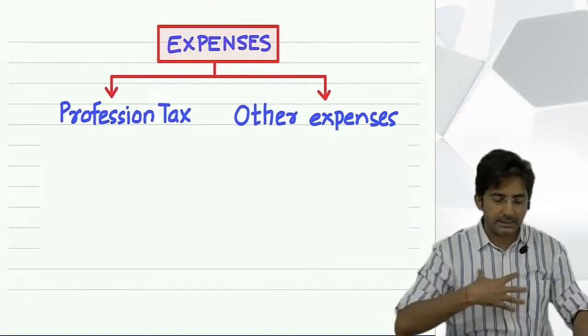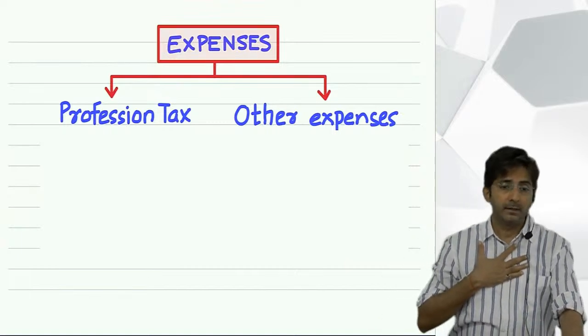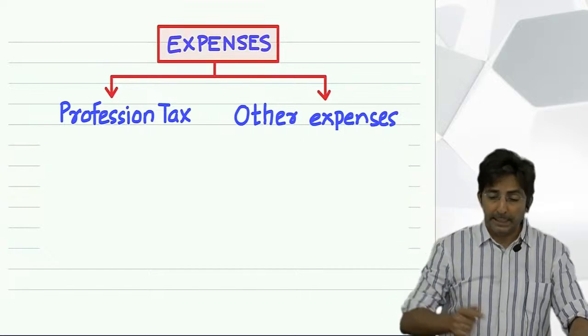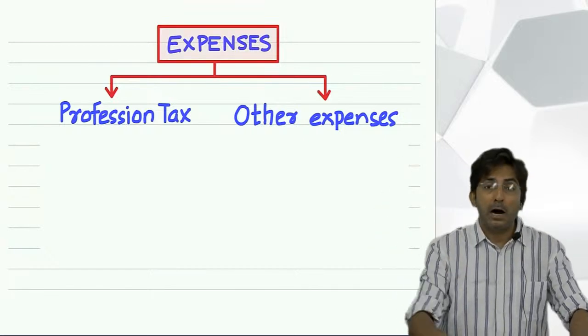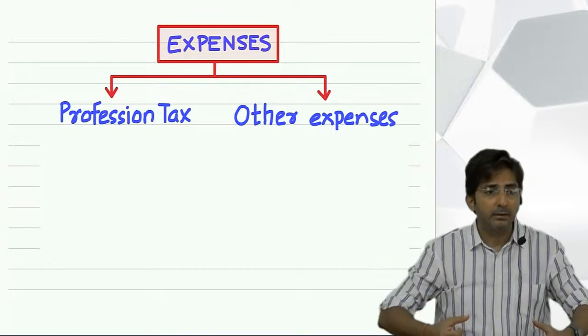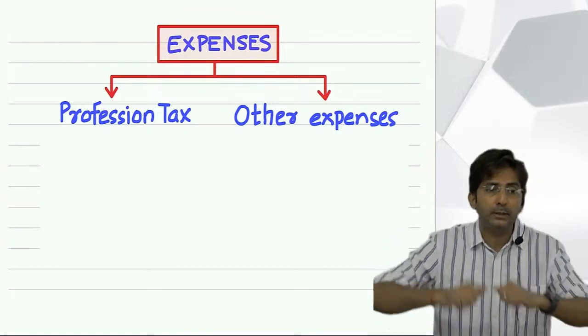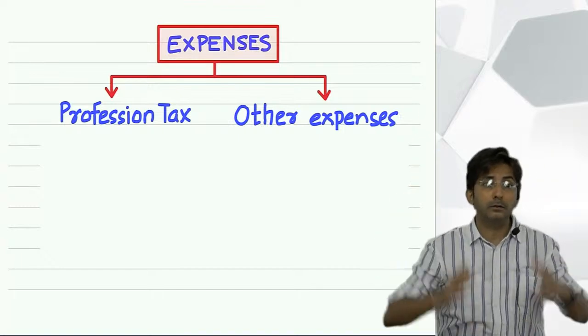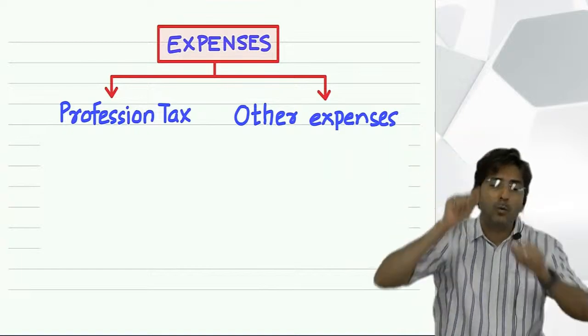See, we stay in which state? Maharashtra state. So the Maharashtra government has got its own responsibilities. They have got their own duties. So how will they raise the money? They also need money to discharge their duties. So they want tax. Similarly, the central government has to run the whole country. So they also want money.